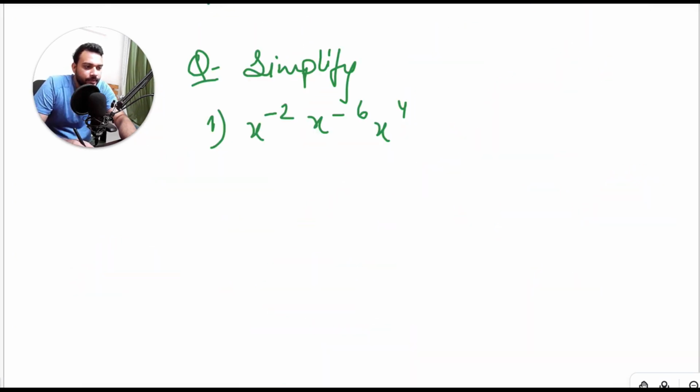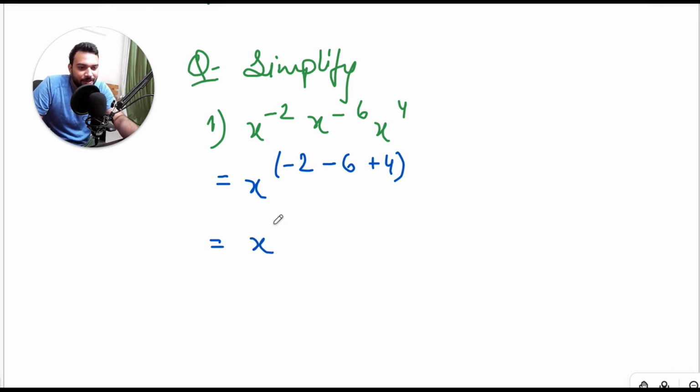Okay, here's the first question. We need to simplify the given expression: x raised by negative 2 times x raised by negative 6 times x raised by 4. Rule number 1 of exponents: x raised by a times x raised by b is simply x raised by a plus b. So following that, x raised by negative 2 plus negative 6 plus 4. This is going to give us x raised by negative 8 plus 4, or negative 4, which is also equal to 1 upon x raised by 4. This is the simplified version.